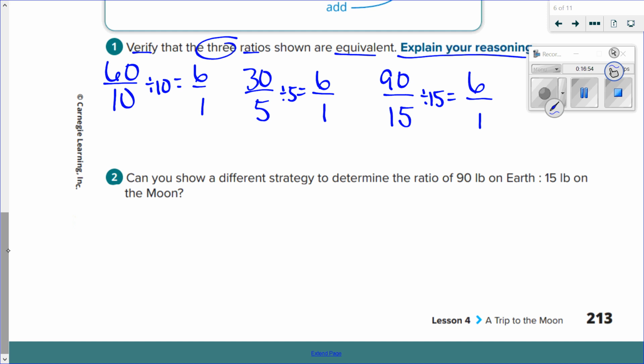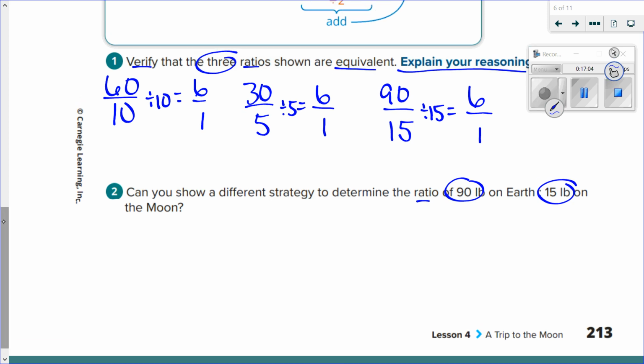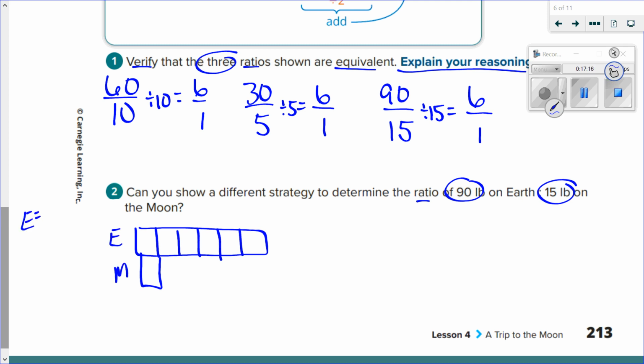So, can I show a different strategy to determine that the ratio of 90 pounds on Earth, 15 on the moon? So if I have my base ratio of 6 to 1, I can do a tape diagram. So this would be E and M. E is the Earth weight in pounds, and M is moon weight in pounds.